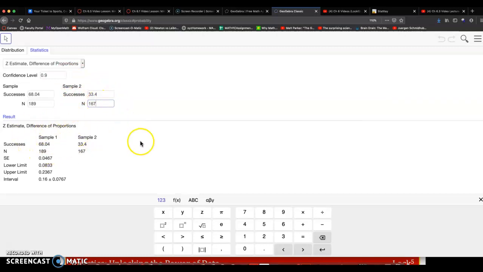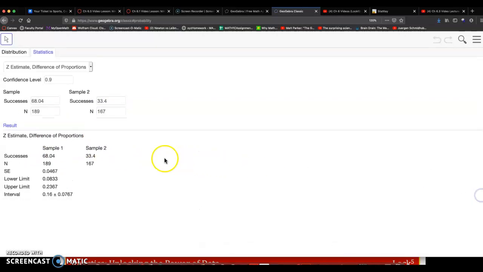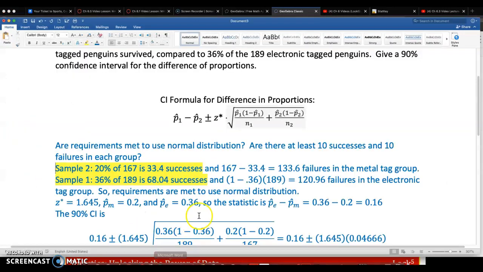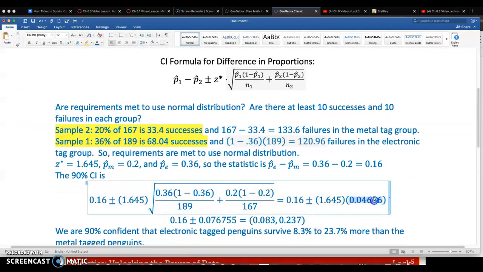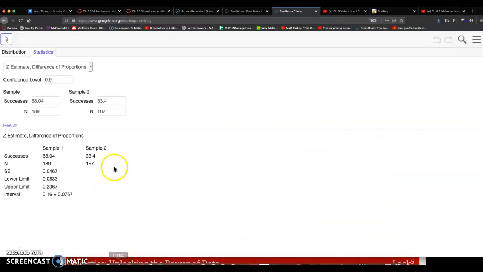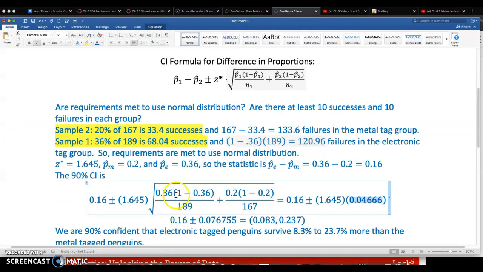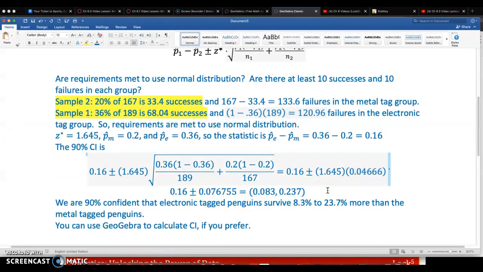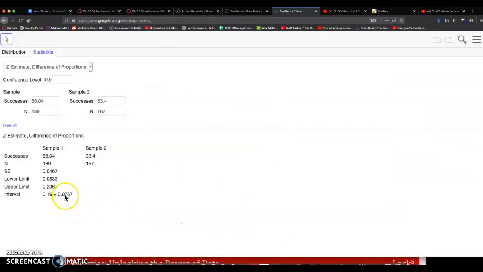And here you want to read down below. See, here we have the 2 samples. There's standard error, 0.0467. There's our standard error right there, 0.04666, which is the same when you round it to 3 decimals. And then we've got lower limit, upper limit, 0.0833 and 0.2367, which is exactly what we got using the formulas. And it also gives that margin of error, 0.0767.